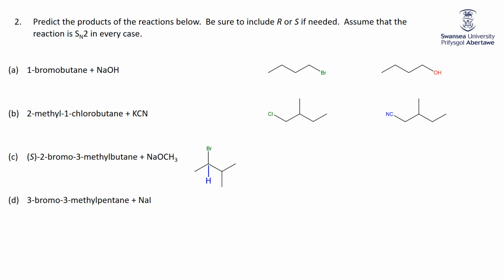So, how would we draw this? Well, we need to assign priorities. Bromine's 1. Hydrogen is 4 because it has the lowest atomic weight. Here, the carbon of interest, carbon 2, goes to 2 carbons. This carbon's only got 3 hydrogens. This carbon's got 2 carbons on it, so that isopropyl group is the second priority. Methyl is the third priority.